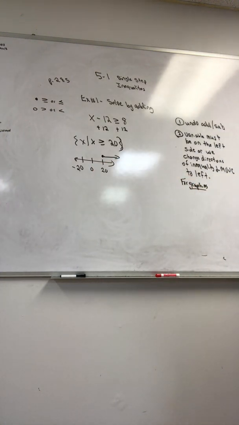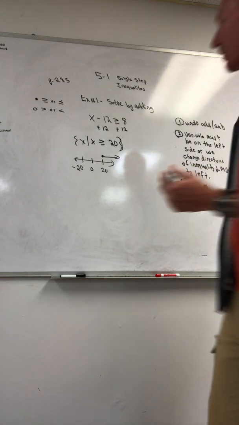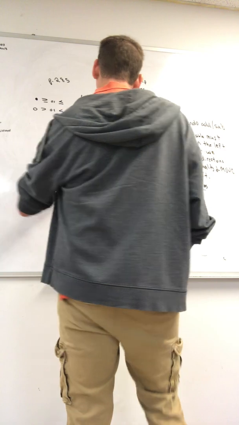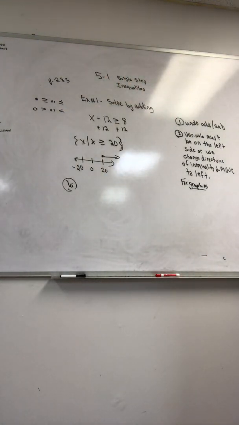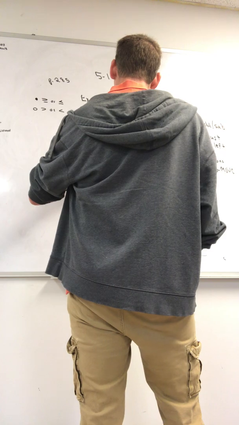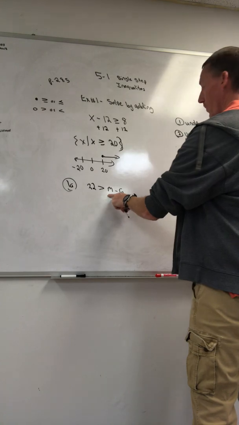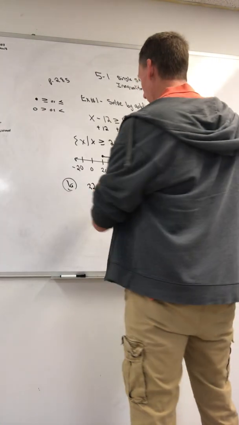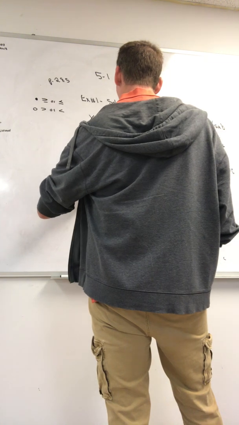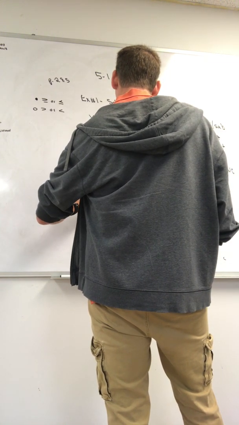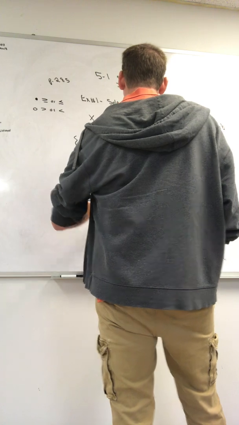So let's do guided practice, guided 1A. We have 22 is greater than n minus 6. Notice the letters on the right side this time. But I'm going to undo the subtraction by adding. So I have 28 is greater than n.